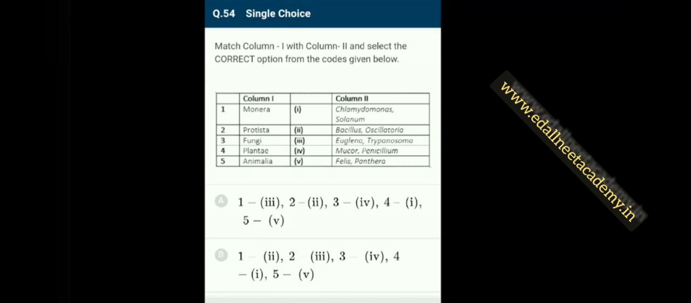Then kingdom Animalia. It includes all multicellular eukaryotic heterotrophic animals. This includes Panthera, a genus that includes all spotted cats. It also includes the tiger and lion group. So the correctly matching option is option B.